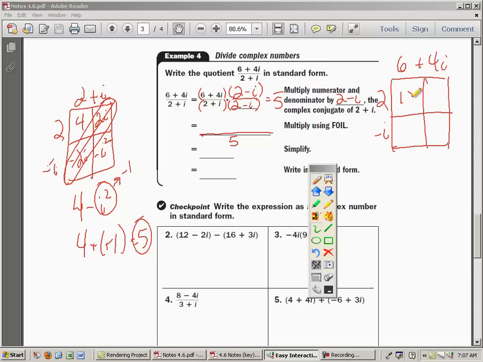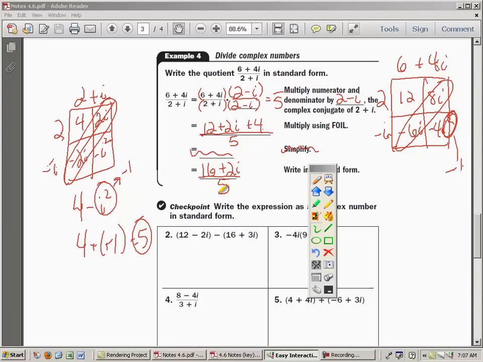So 2 times 6 is 12, 2 times 4i is 8i, 6 times negative i is negative 6i, negative i times positive 4i is negative 4i squared. Now when I combine like terms, I'm going to get 12 plus 2i, and then we have to remember that i squared is the same thing as negative 1. So negative 4 times negative 1 becomes simply positive 4. Now on the top, combine like terms, and we can skip this step. So this is 4 and 12, which makes 16 plus 2i all over 5.